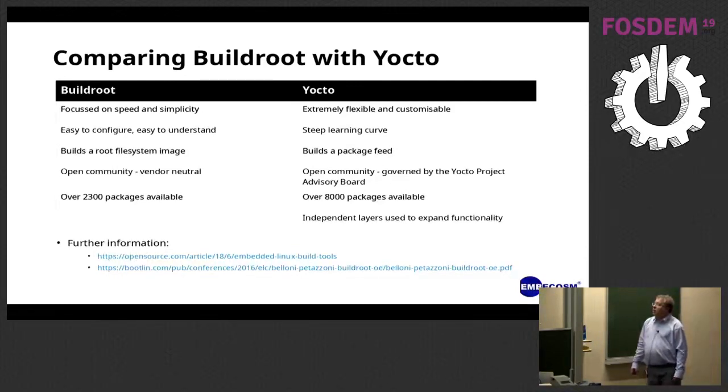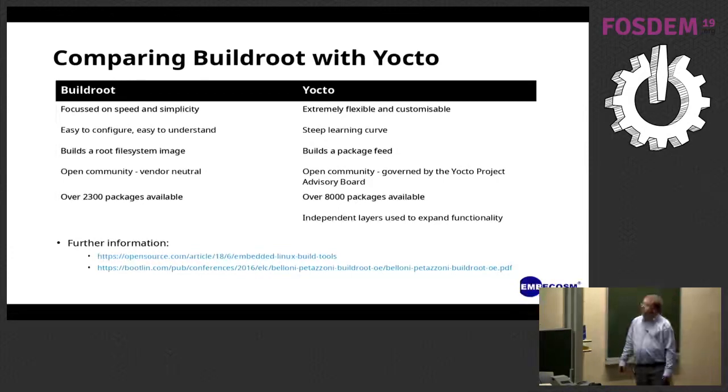A quick search on the internet suggests that there are about 2,300 packages available for Buildroot, compared with about 8,000 for Yocto. Yocto actually builds a package feed rather than a file system image. You can go on to create a file system image, but typically it generates RPMs or Debian packages, which you can then use to deploy a package manager on your target system.